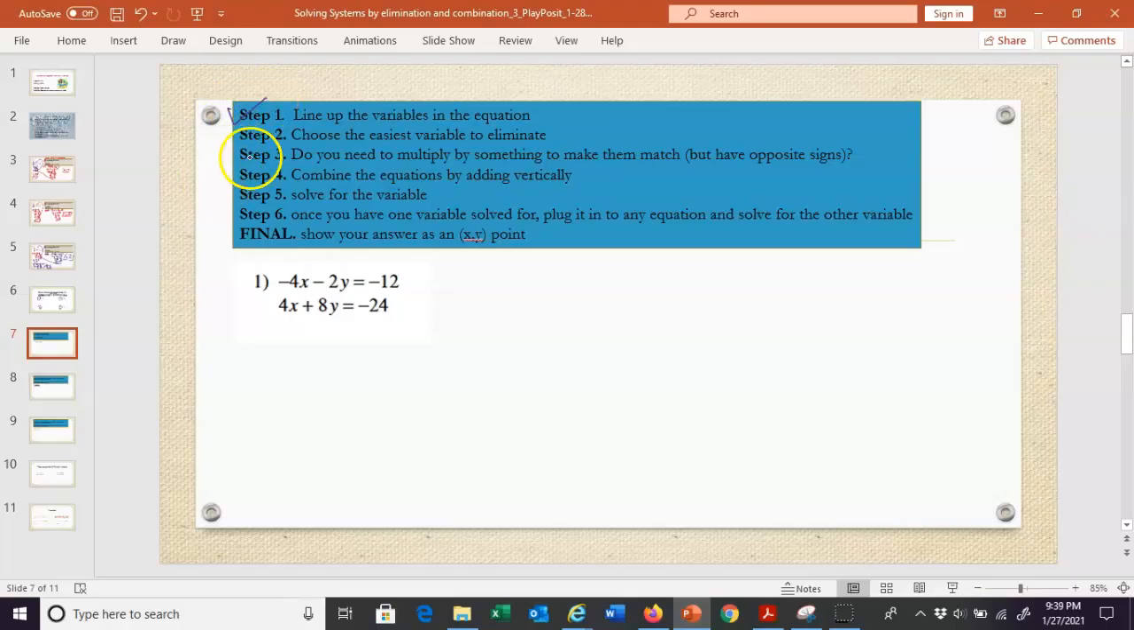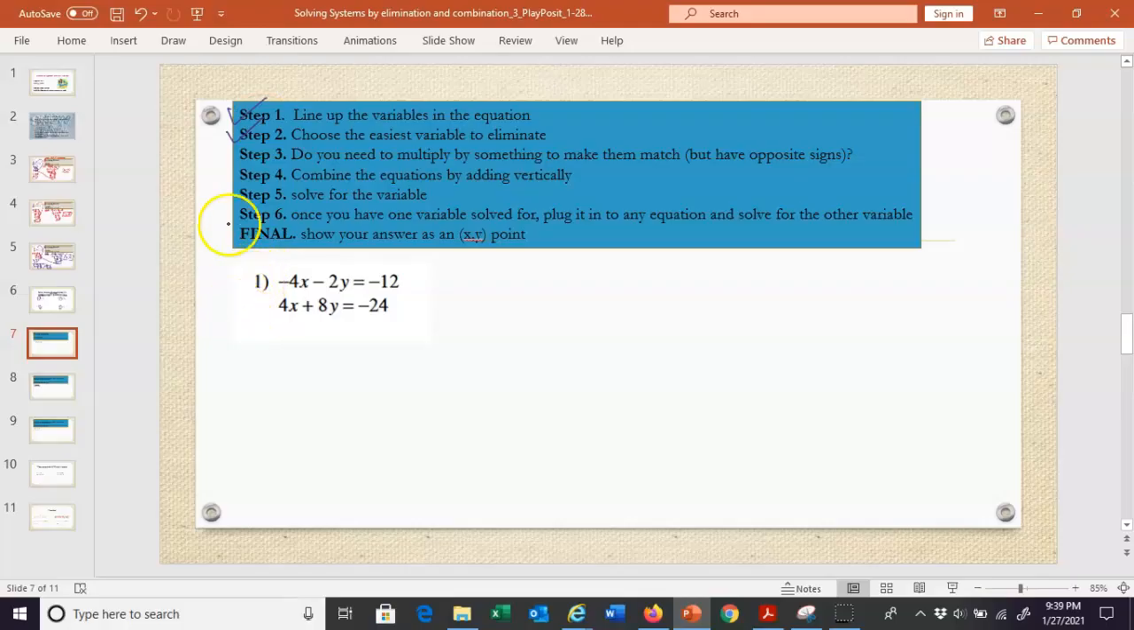Step number 2, choose the easiest variable to eliminate. So if you look at this problem, what do you think the easiest variable to eliminate would be? Hopefully you're screaming at the screen, not really screaming, but it's the x value, right? Because again, those coefficients are opposites of each other. They're both 4 and this one is negative. So we're going to choose the x variable. Step number 2 is done.